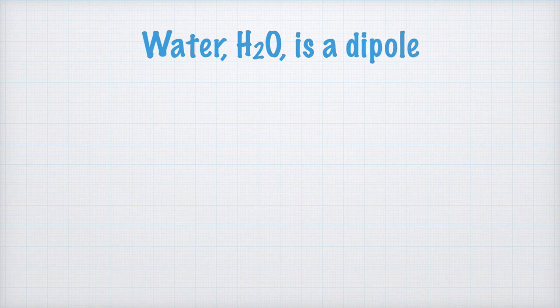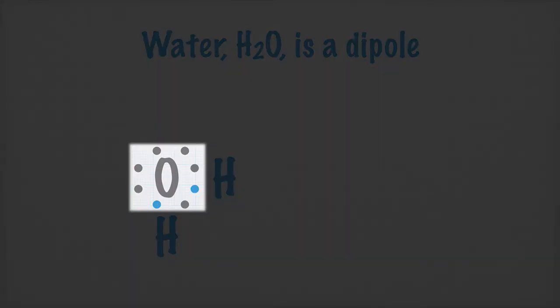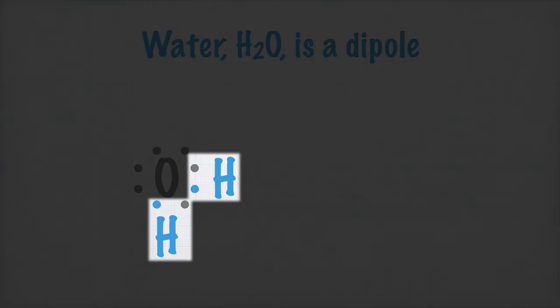Water, H2O, is also a dipole. Just like before, we must examine the water molecule's three-dimensional structure in order to understand this. And just like before, we start with the water molecule's Lewis structure. The oxygen atom has 6 valence electrons, and because of this, it may bond to 2 hydrogen atoms to reach noble gas structure. The oxygen atom, you can see here, is quite happy because it now has 8 valence electrons, while the hydrogen atoms here each have 2.